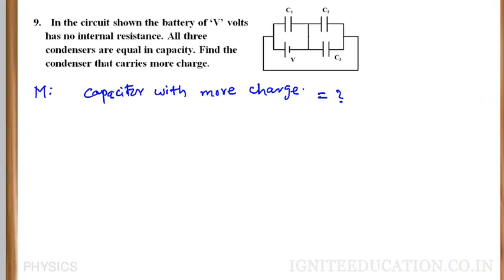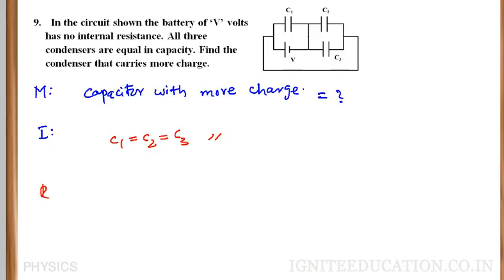So we'll come to the investigation. In the investigation, C1 is equal to C2 is equal to C3. That means all three are having the same capacitance. There is no internal resistance, so that means wherever the connections you have used, that connection doesn't have resistance.